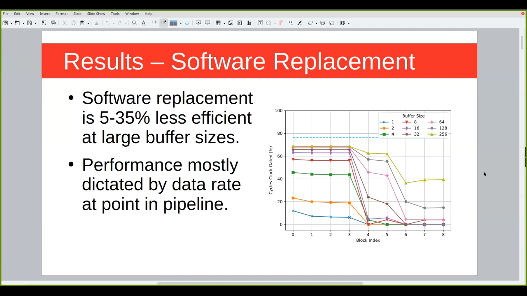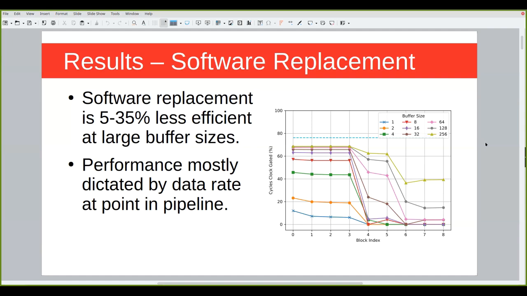This graph shows the proportion of time the CPU spends clock-gated. This is used as a proxy for power consumption, as the longer it spends clock-gated, the less power the system uses. The main takeaway from this graph is that with a large buffer size, the CPU can reach between 5 to 35% of the performance compared to a 100% hardware solution. The full hardware solution is represented by the dotted line here at the top of the figure.